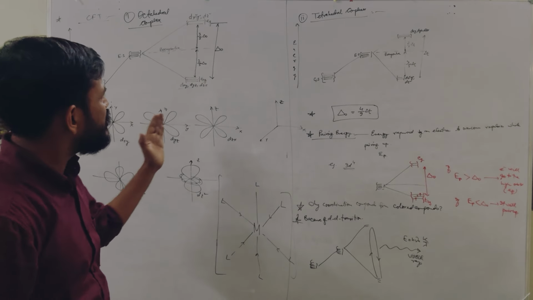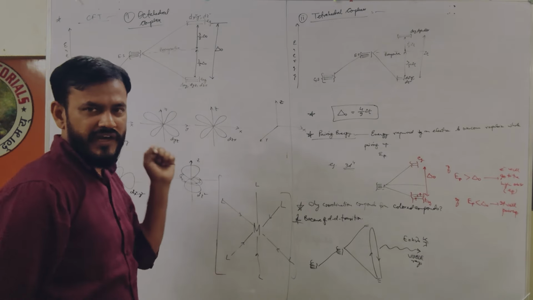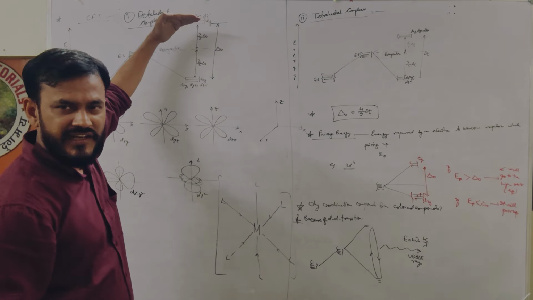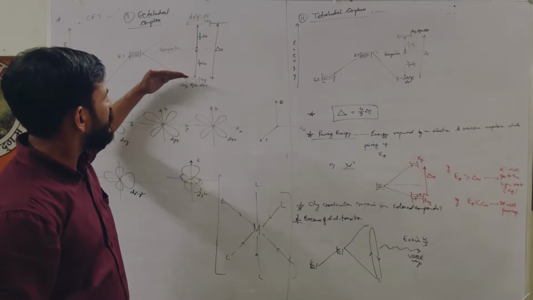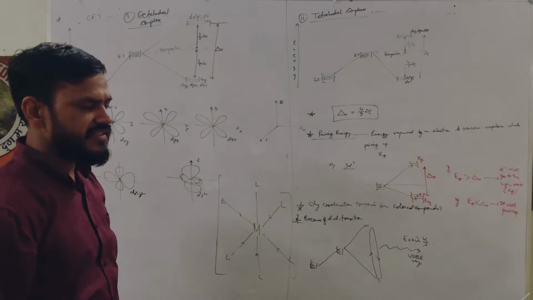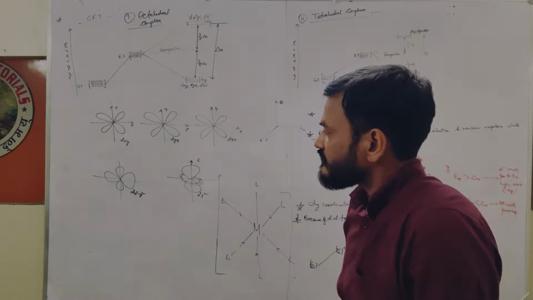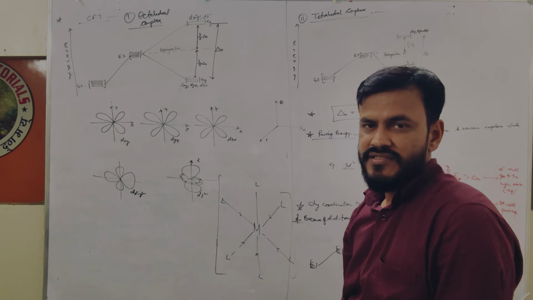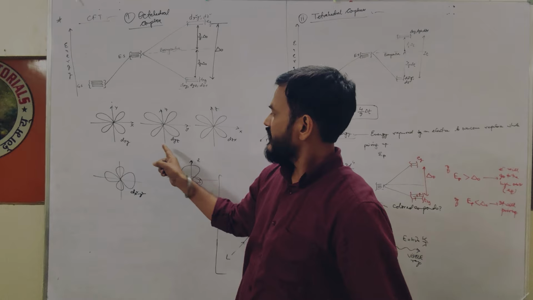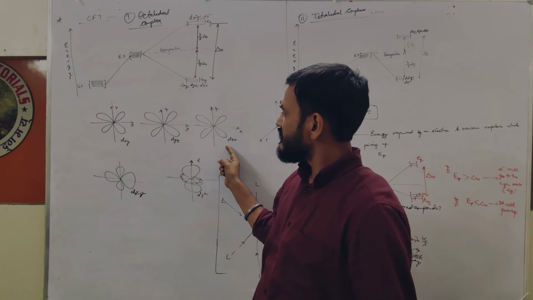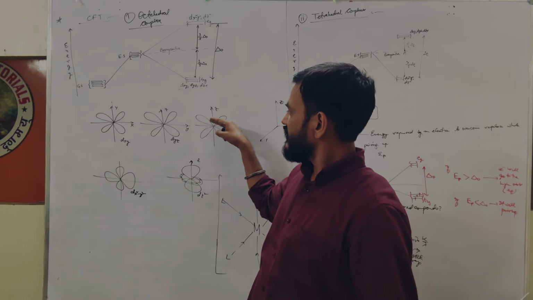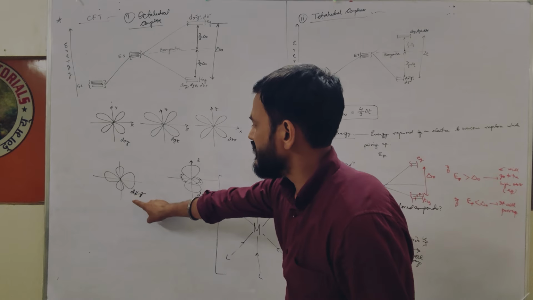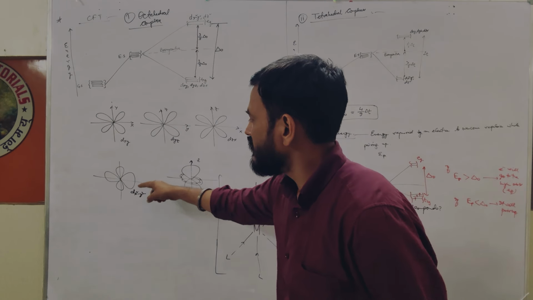Now the question that can be asked from this is, why only dx²-y² and dz² are at higher energy level, and dxy, dyz and dzx are at lower energy level. So the answer lies in the shape of the d orbitals. You see, these are dxy, dyz, and dzx orbitals. These orbitals lie in between the axes. Their lobes are in between the axes, whereas dx²-y² and dz² are on the axis.